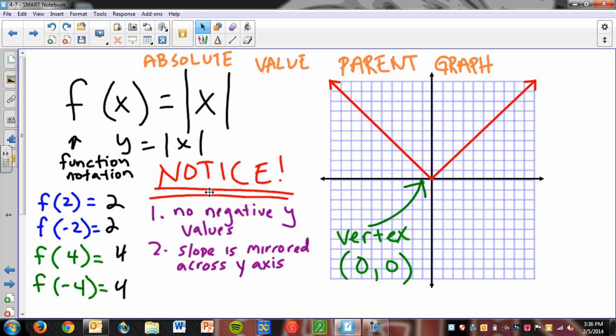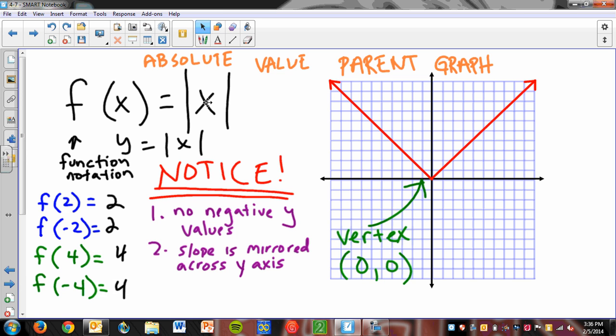A couple things you need to notice. There are no negative y values in our parent graph, so everything down here is empty, and our slope is mirrored across the y-axis. So when I go up the y-axis, which is the line where our vertex is, if I want to go here, 1, 2, 3, 4, 5, 6 that way, it is also 1, 2, 3, 4, 5, 6 that way. It's a mirrored graph right there.